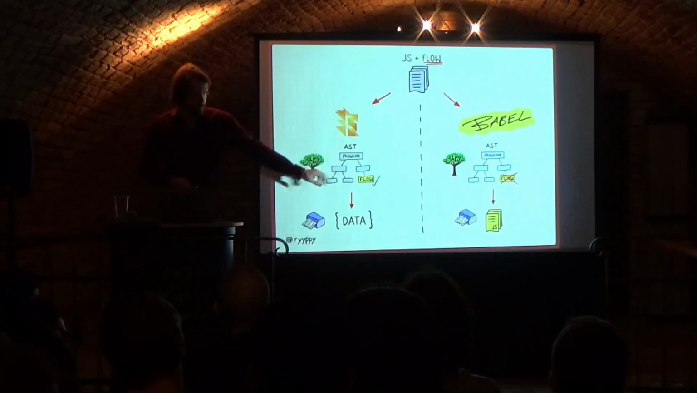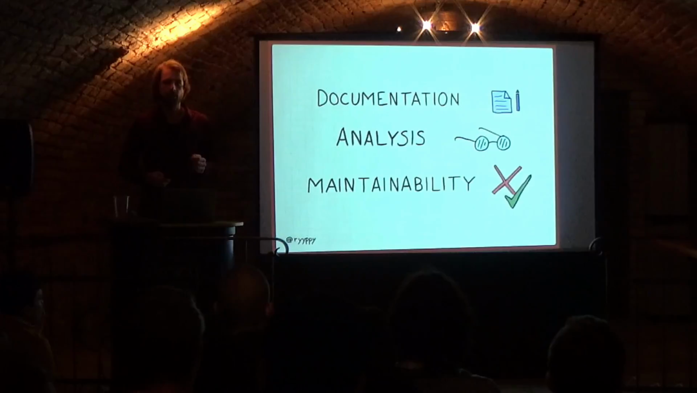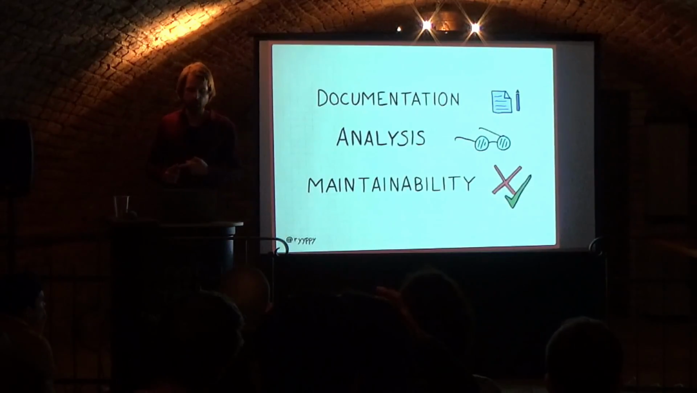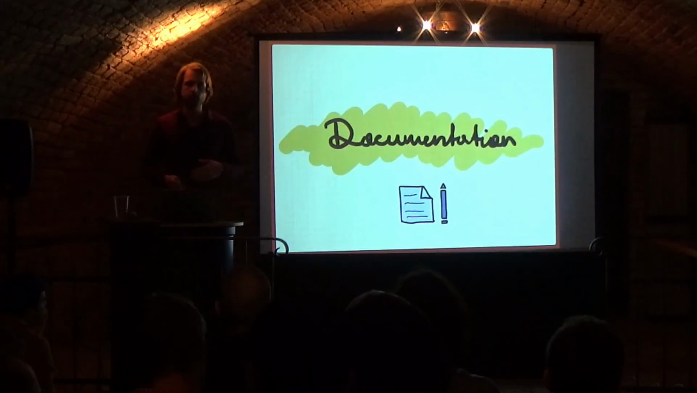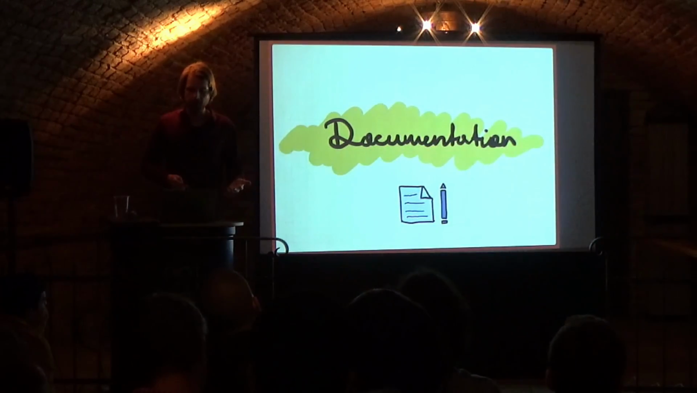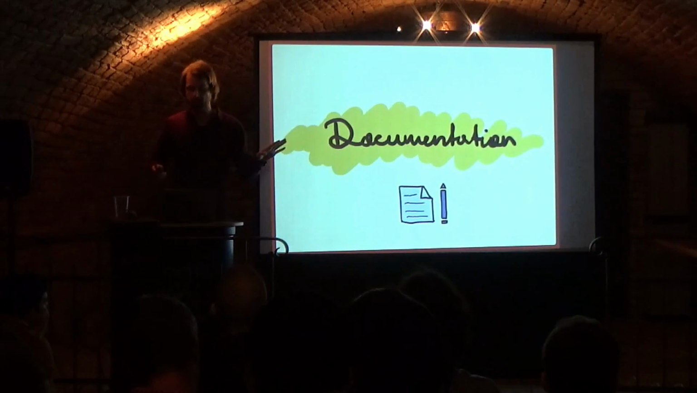Just imagine we have our JavaScript, but with the types we get three advantages. We have automatic documentation, we have a way to analyze our code, and we get a lot of maintainability. Let's start. I will show you some examples to explain what I mean. First we get into documentation. Let's start from the beginning and assume there is no type system.